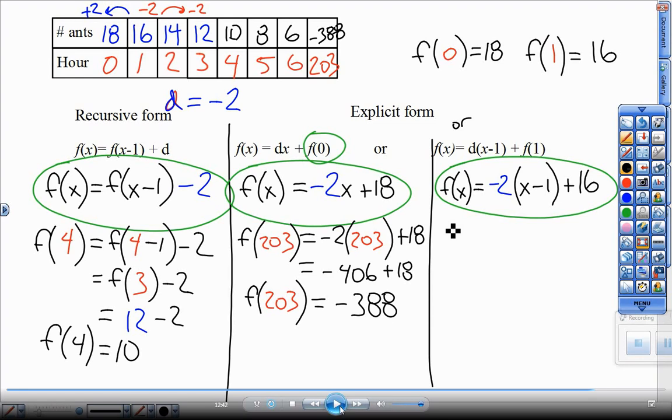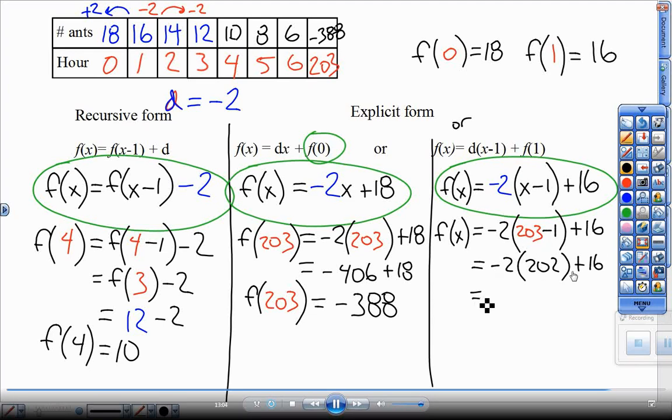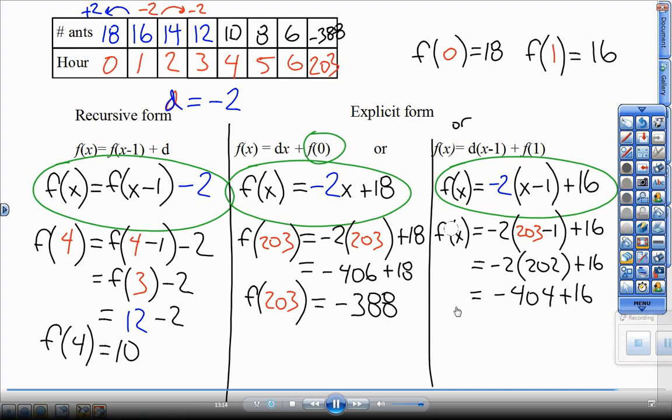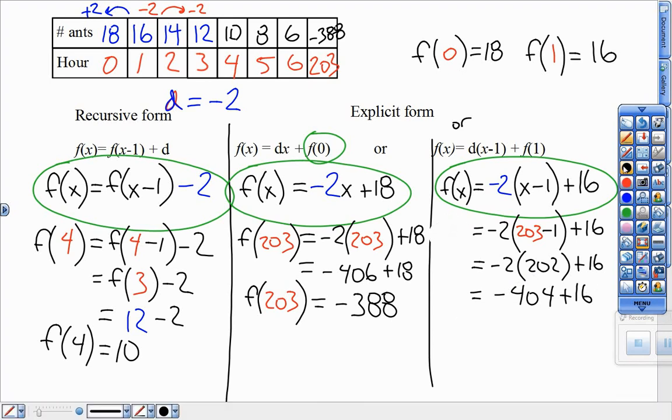So for this one, I'm going to plug in 101. Make sure you write 101 there. I made a little mistake. I'm going to fix that, but show that you're doing 203. 203 in there. Write that. Equal -2 times 203 minus 1 plus 16 gives me -2 times 202 plus 16. -2 times 202 is -404 plus 16. Gives me the function at the 203rd term should be that same -388.